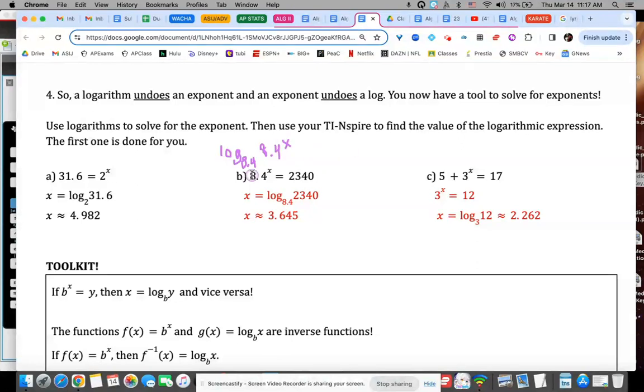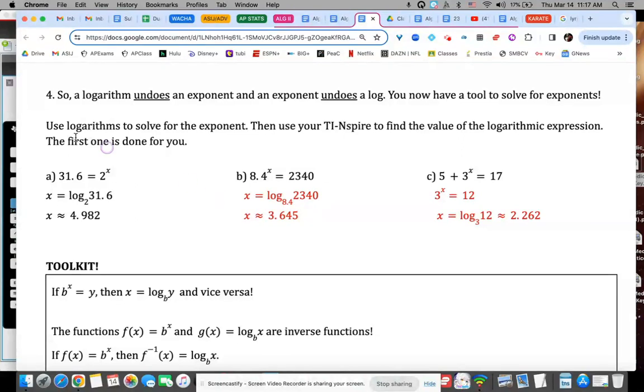And then the log base 8.4 of an exponential with base 8.4, right? Those are going to be inverses. So the x just drops out, right? We don't even write it usually because I know that's what I'm doing, and the x is just going to drop out. Just make sure it's the same log on the other side.